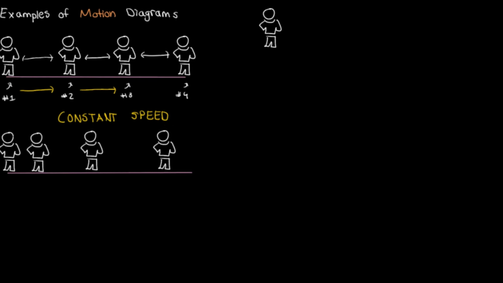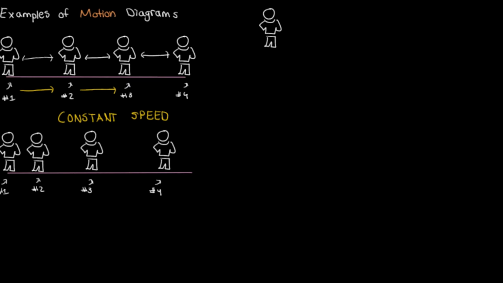The distance between, let's label this as frame 1, this is frame 2, frame 3, and this is frame 4. So if we look at it, these are all equal lengths of time. Remember, the amount of time between frame 1 and frame 2 is the same amount of time between frame 2 and frame 3.